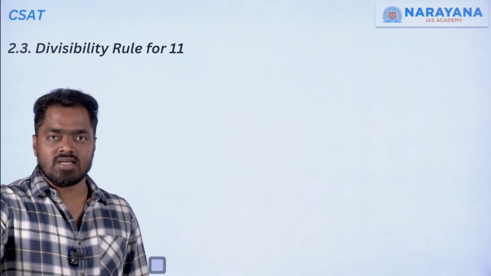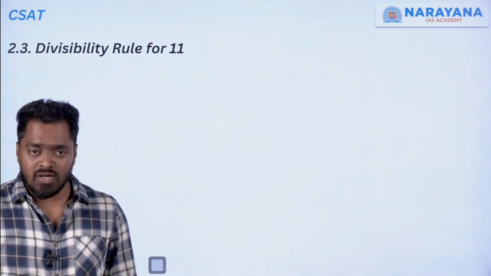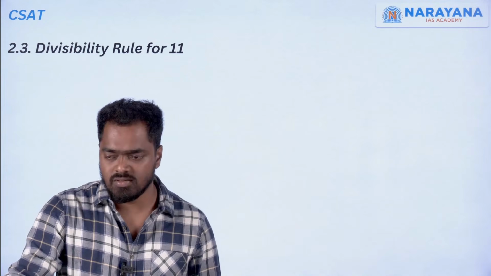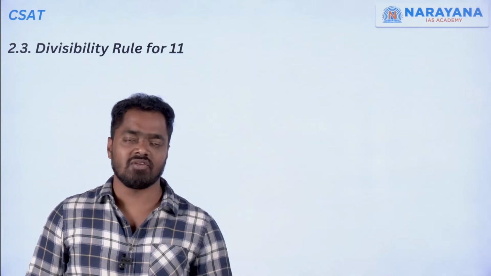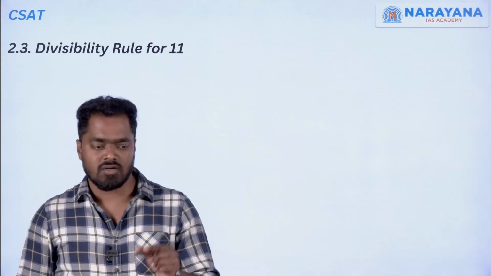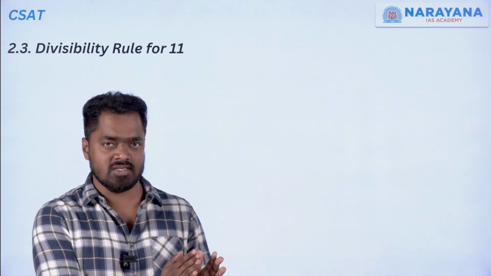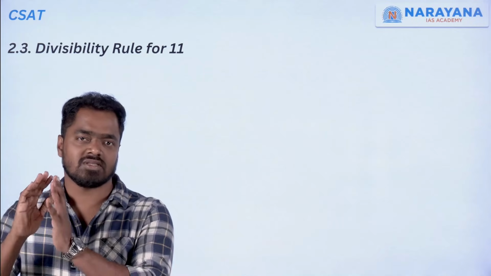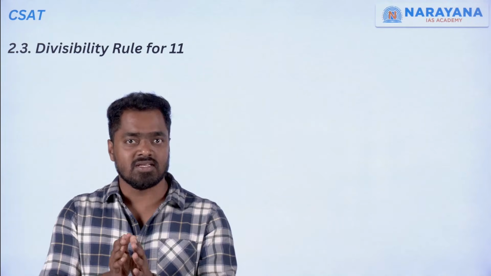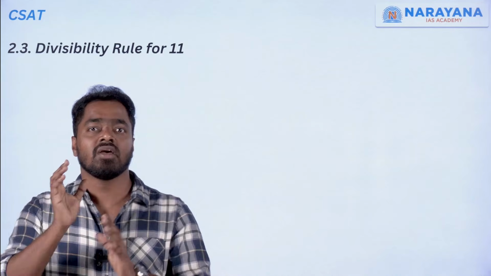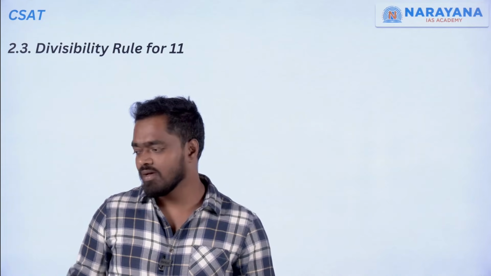The next one is divisibility rule of 11. If you take any particular number, you have to divide that number into odd places and even places. So that means whichever digits are located in the odd number positions, they are odd places, and even number positions, that is even places. The sum of odd places minus sum of even places, if that is divisible by 11, that number is divisible by 11.